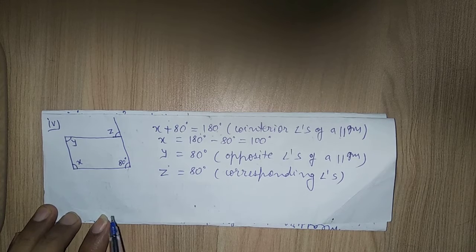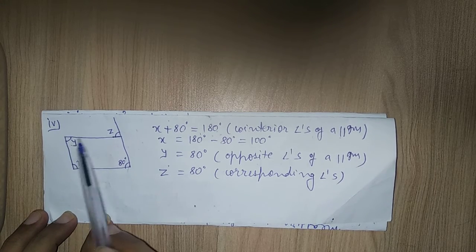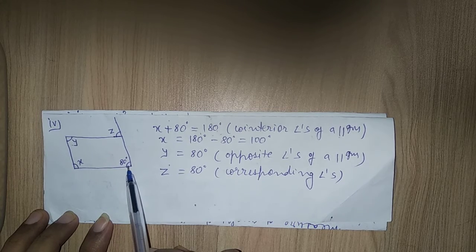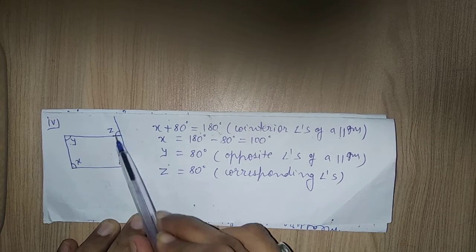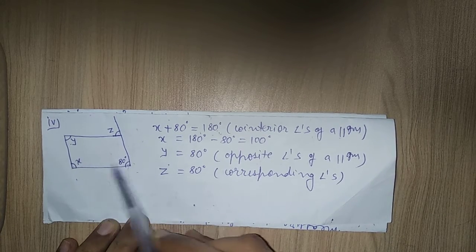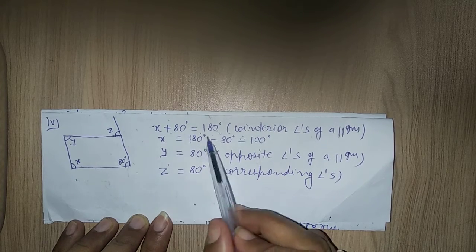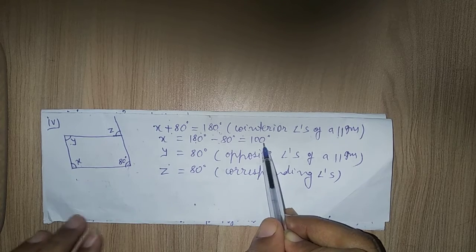Fourth part of question 2. In this parallelogram we have to find value of x, y and z. So x plus 80 degree is equal to 180 degree. Since these two are parallel lines, so these are co-interior angles. So sum of two co-interior angles is 180 degree. So x is equal to 180 degree minus 80 degree is equal to 100 degree.